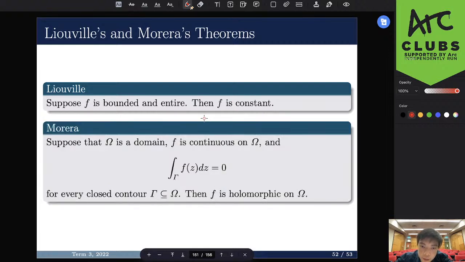So we also have Morera's theorem, which basically just says if we have every single possible closed contour integrate to 0 for some continuous function f, then we can say that f is holomorphic. So you might notice that this is kind of the converse of the Cauchy-Goursat theorem, because generally we have f being holomorphic, and from that we can imply that a closed contour would have an integral of 0.